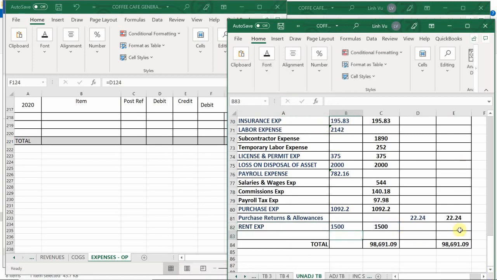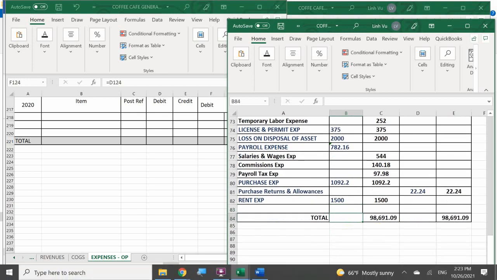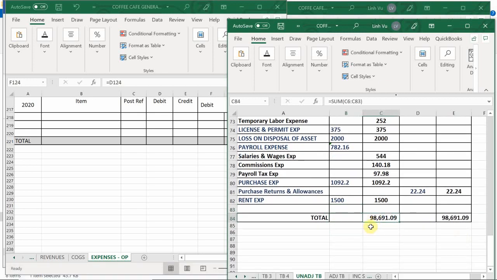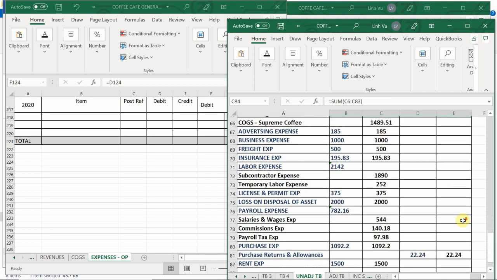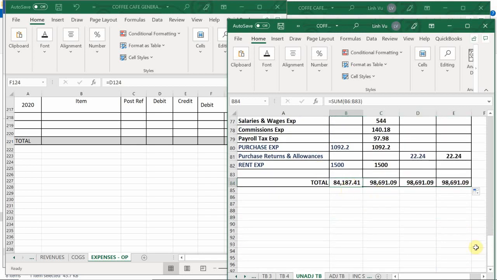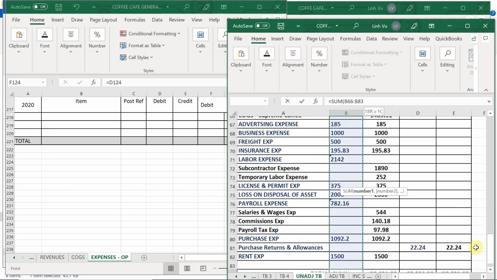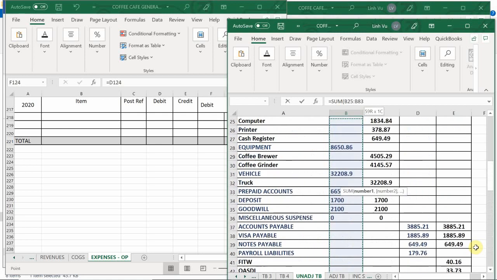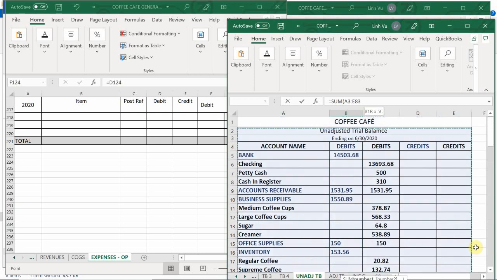So let's go ahead and compute my equation here. The purchase discount, is it a main account or a sub account? It's going to be definitely a main account. Okay, so we're done with the accounts.